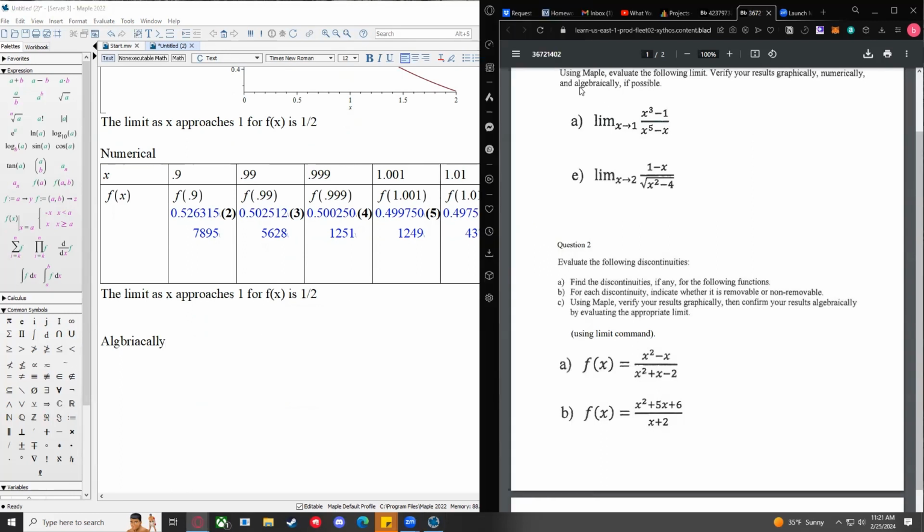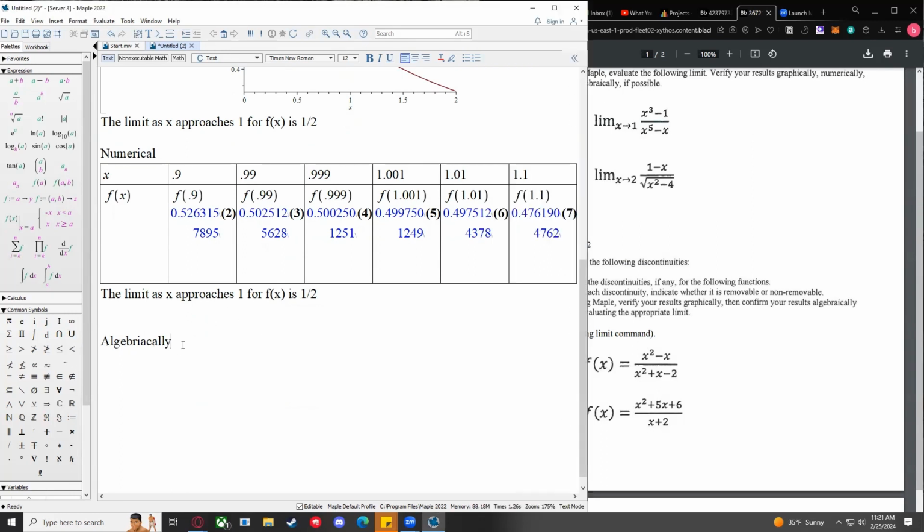I don't even know if it's spelled right. Oh, there's an E in it. All right. So yeah, algebraically. I don't know if that's spelled right, but I'm gonna assume it is.